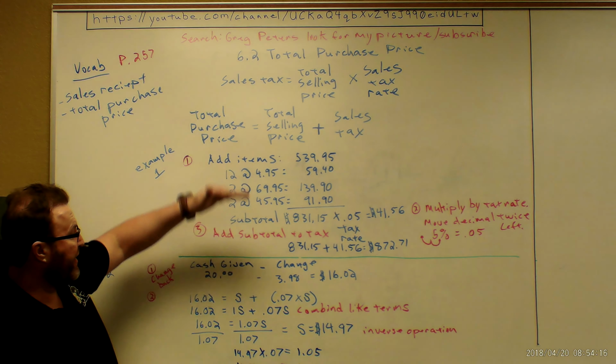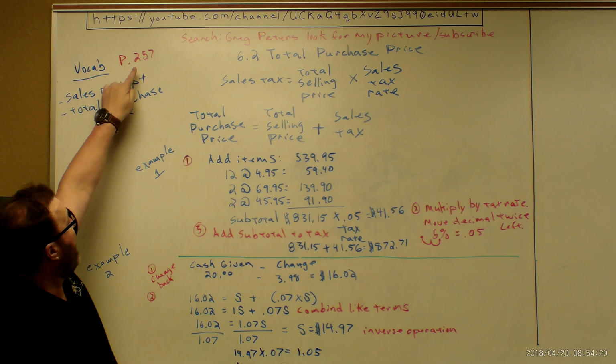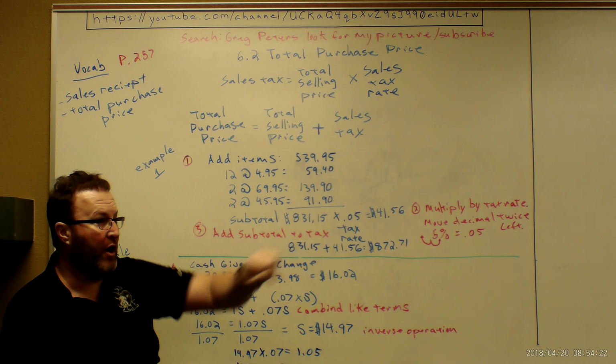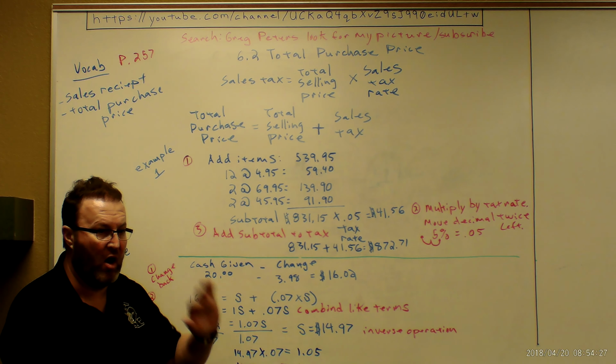So, you're writing out example 1 and 2. You're writing out the definitions to the vocab words on 257. And you want to try to get through 18 today. If you get through 18, just keep moving on.